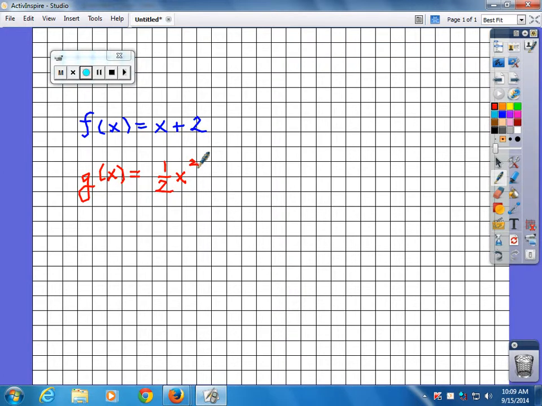What does the blue say as far as the domain? X is less than or equal to 0. And what does it say for the red? X is greater than 0. All right, so take a second, and I want you to graph those two, and then erase whatever you need to erase. That's what I tell students. When you draw these things, draw them just like you've been drawing them, and then erase what you don't need.